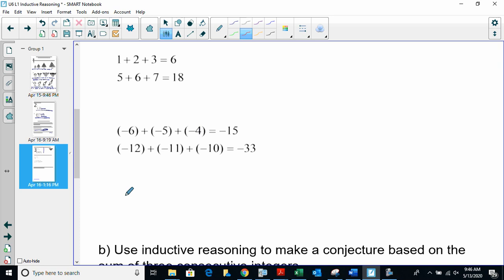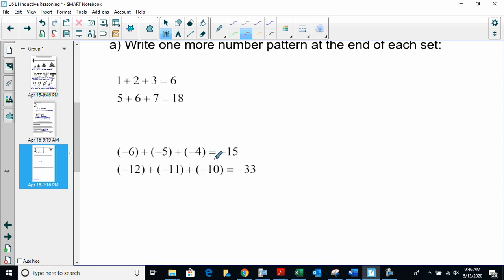And now, write one more pattern at the end of each sentence. You can write any positive or negative number. So in this case, we can say that 8 plus 9 plus 10, and the prediction that we made is 27, which is 9 times 3. If you check in your calculator, you will see that 8 plus 9 plus 10 is equal to 27, which is a correct one.